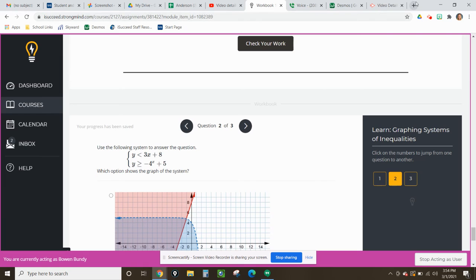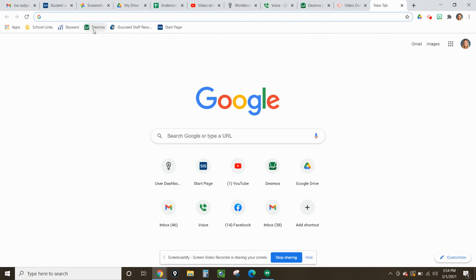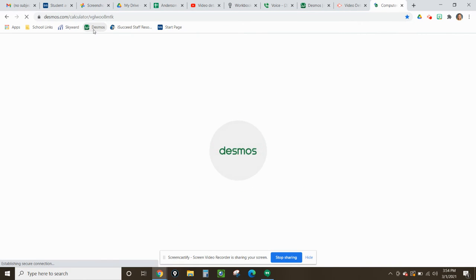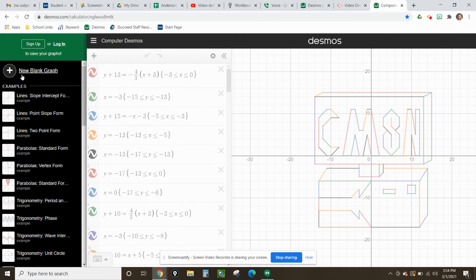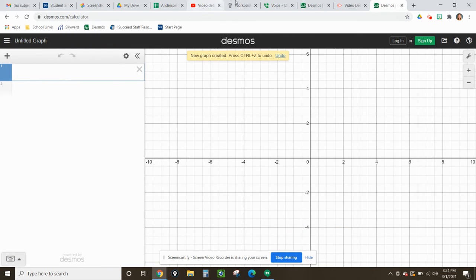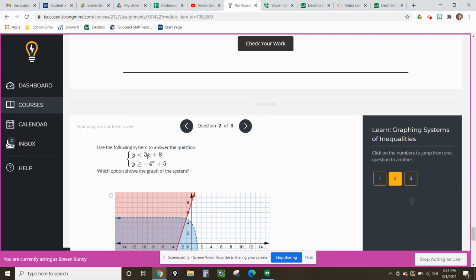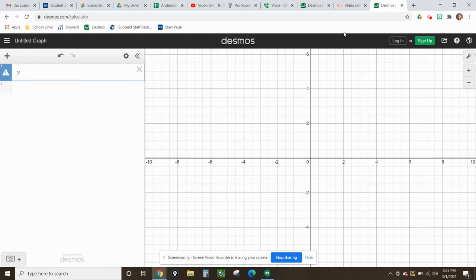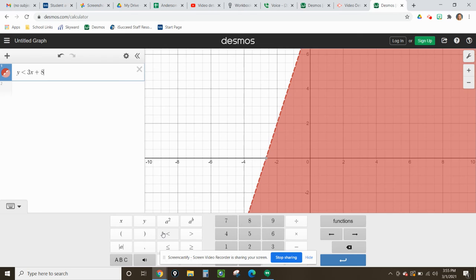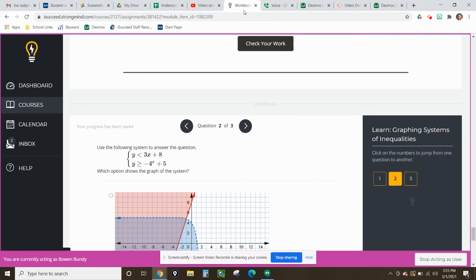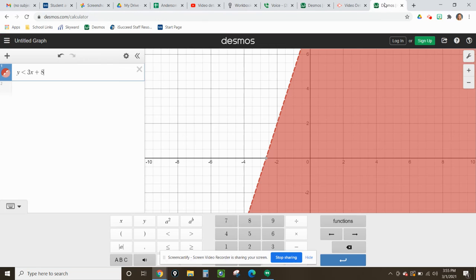I'm going to show you another tool here. I don't know if you've ever used desmos.com. When you come in here, sometimes there's already a bunch of stuff written down, so just go over here and get a blank graph. And you can actually just type this in. y is less than 3x plus 8. There's this keyboard hidden down here. y is less than 3x plus 8, yep. And then y is greater than or equal to negative 4 to the x plus 5.